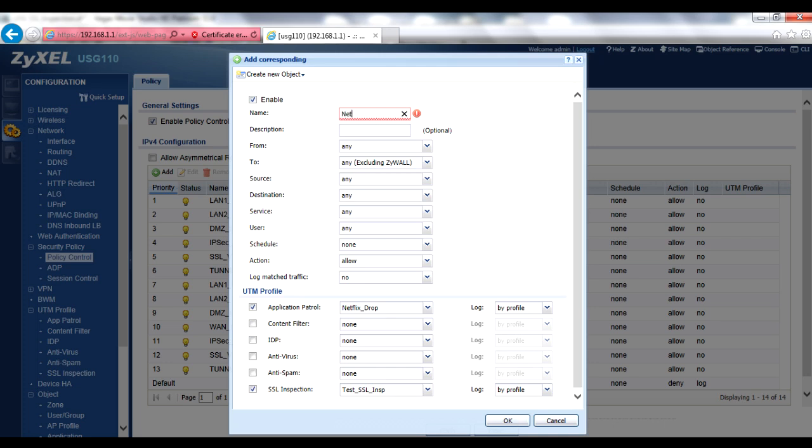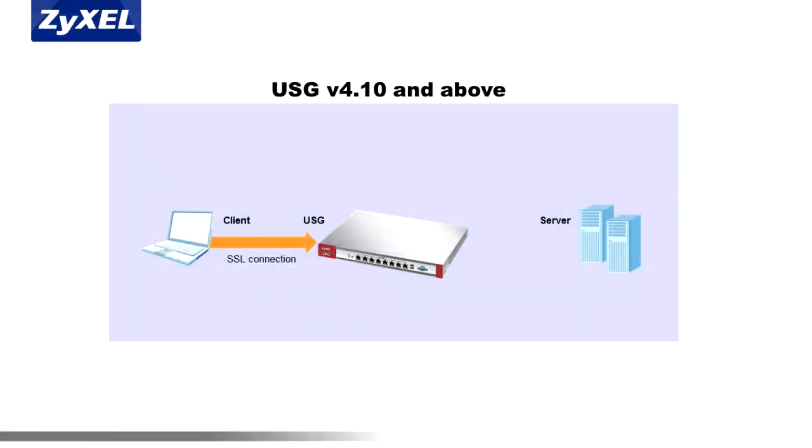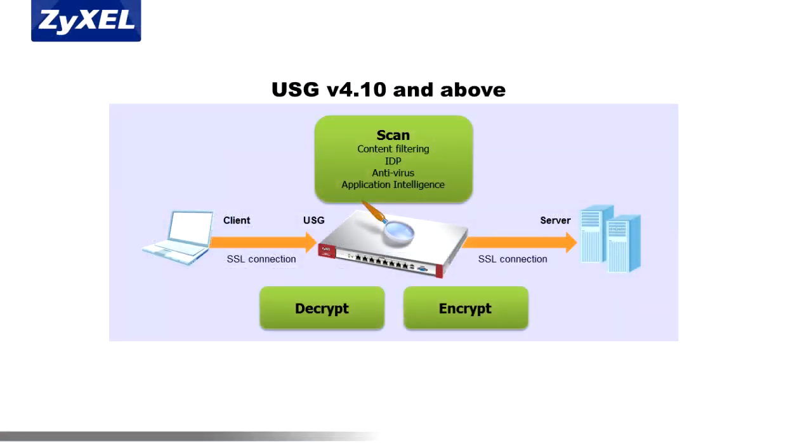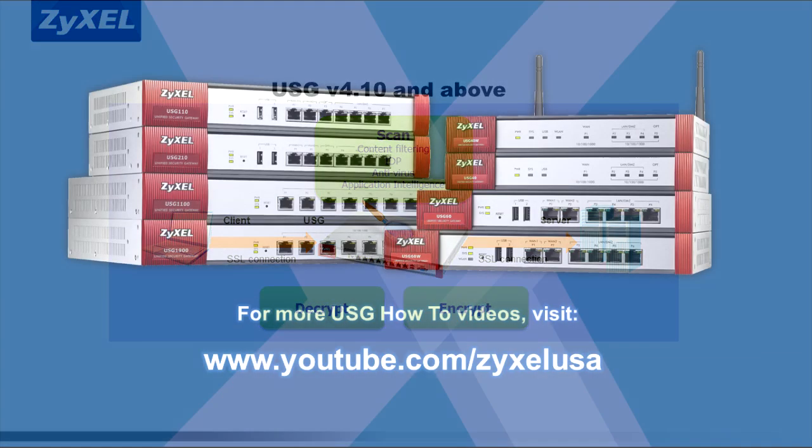SSL inspection, like most UTM policies, should be applied on policies from a local interface, like LAN, LAN2, WLAN, or the DMZ, to the WAN to prevent outbound connections from occurring without proper inspection. Once in place, UTM features such as content filtering should work, even on HTTPS and other secured connections, as USG decrypts, inspects, and either re-encrypts or drops traffic before it goes out to the internet.